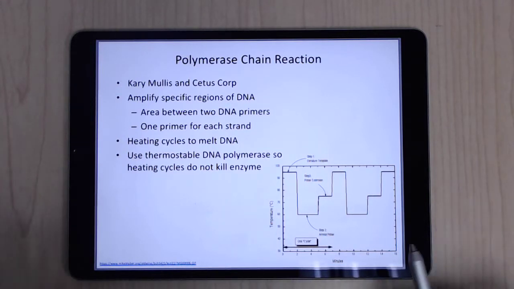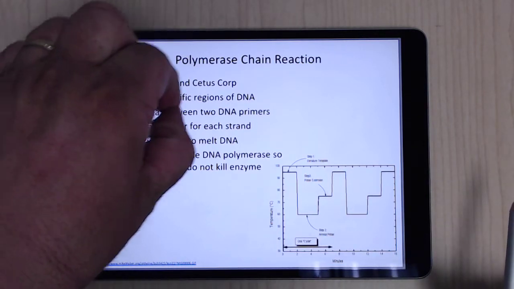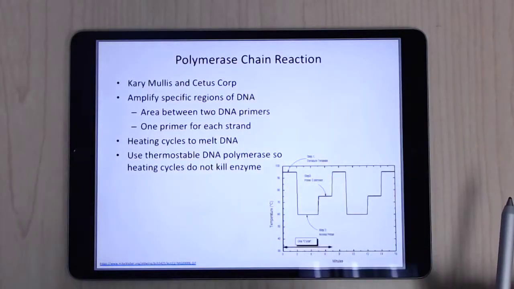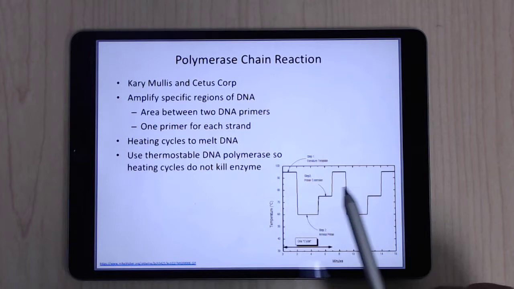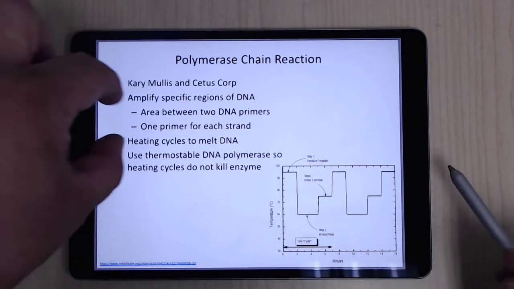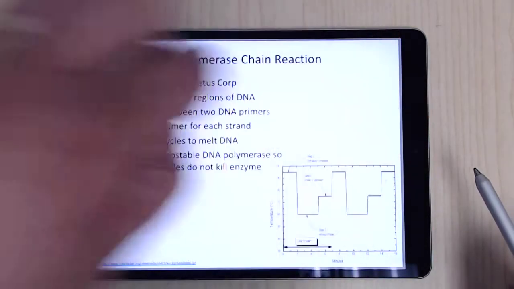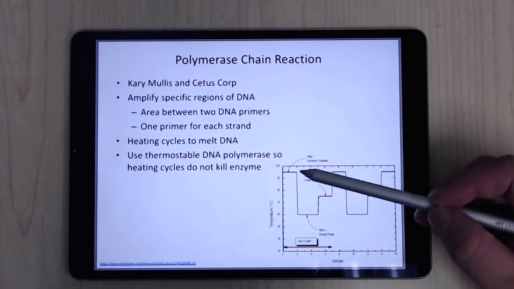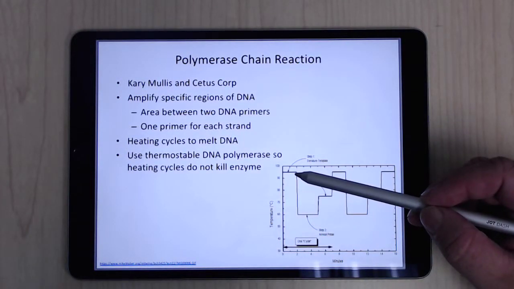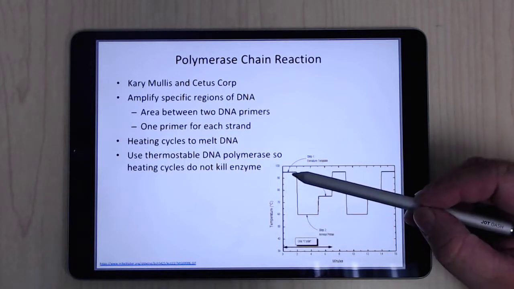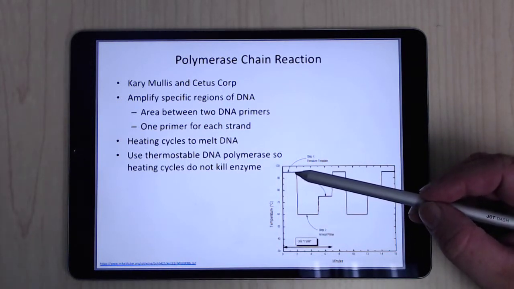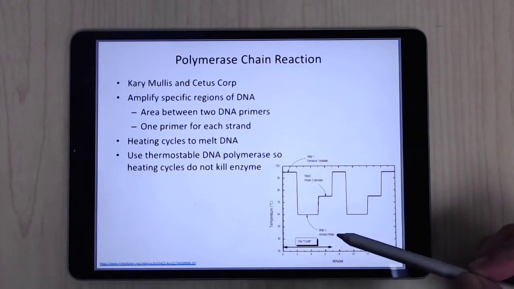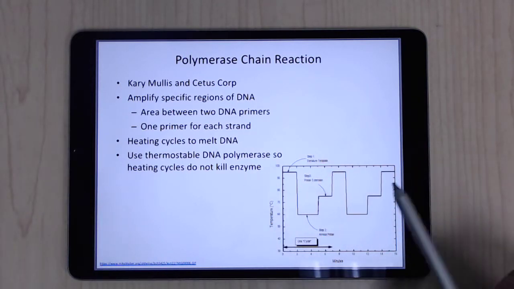Originally, when this was done, you had three different wells at different temperatures, and a little robot that would move your sample between them. The problem is that once you heated it up, it would destroy your DNA polymerase. So after each step, you then had to add more polymerase and go back through.